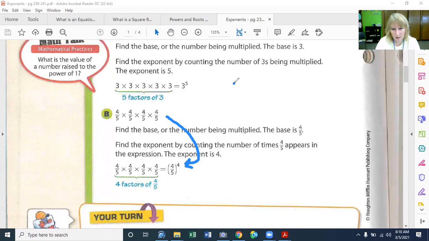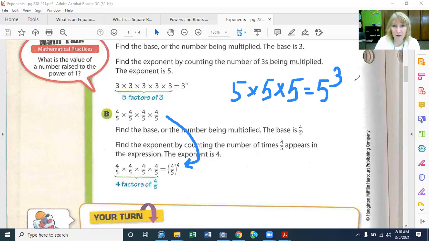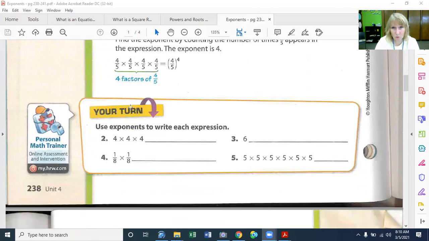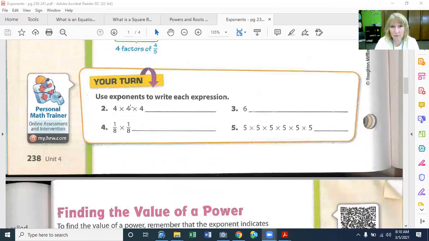Okay, if I gave you 5 times 5 times 5, that's the same as 5 to the 3rd power. Okay, so you can do it both ways. You can write the exponent in the base, or you can calculate what the answer is. So let's take a look at both sides of this. This is page 238 in your book, so pause the video, get your book, work these problems with me, and then come back.